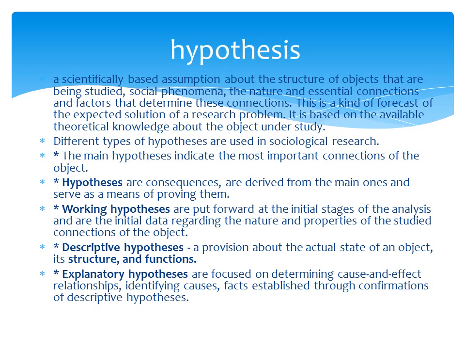Different types of hypotheses are used in sociological research. The main hypothesis indicates the most important connections of the object. Hypotheses-consequences are derived from the main ones and serve as a means of probing them. Working hypotheses are put forward at the initial stages of the analysis and are the initial data regarding the nature and properties of the studied connections of the object.